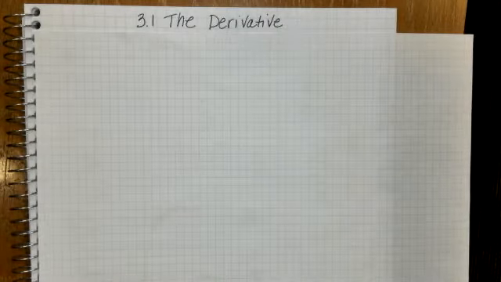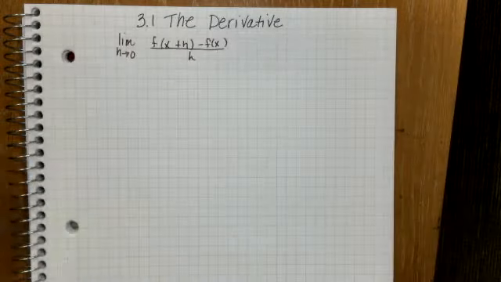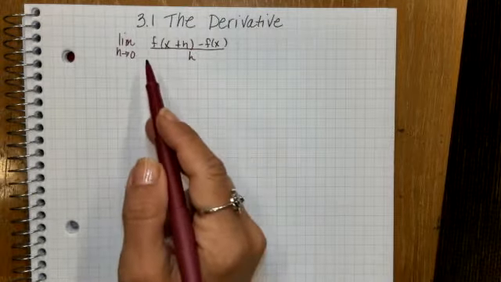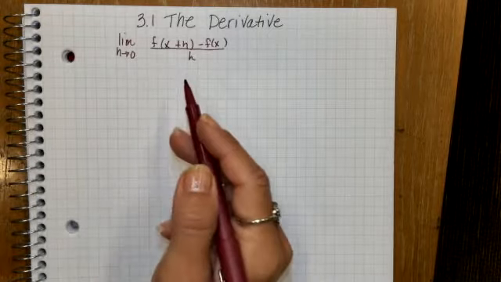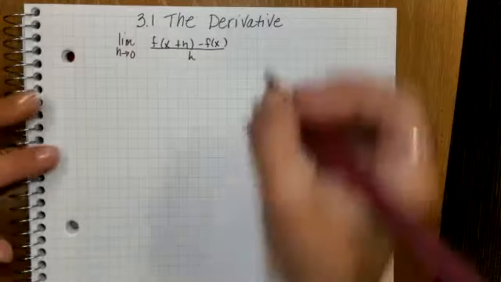Okay, Spartan fans, we're going to start with chapter 3 now, the derivative. The derivative is the basis for all of calculus. And essentially, calculus is just a lot of fancy algebra. So let's start with the limit as h approaches 0 of f of x plus h minus f of x all over h. And this represents the slope of a tangent line at any point on a function.